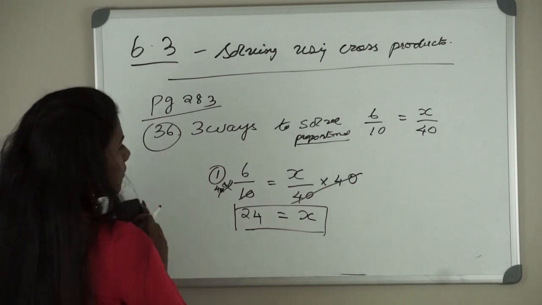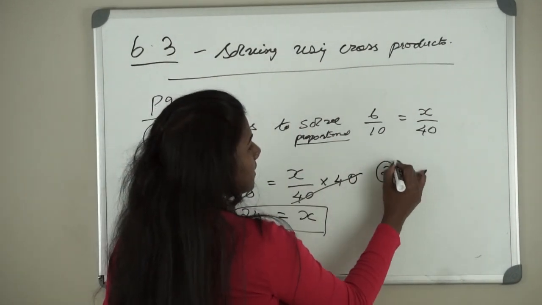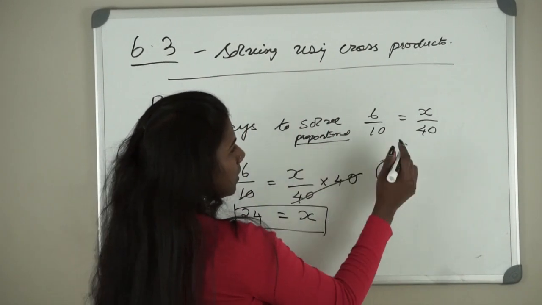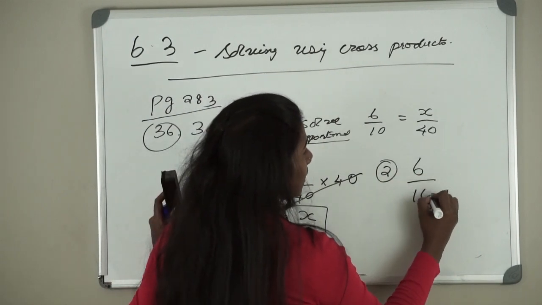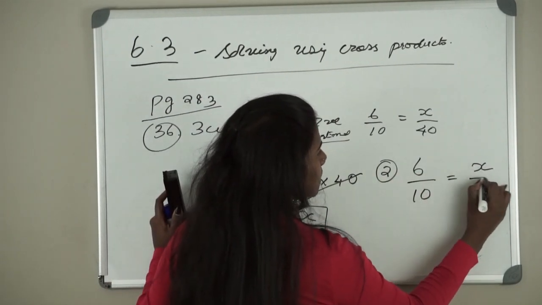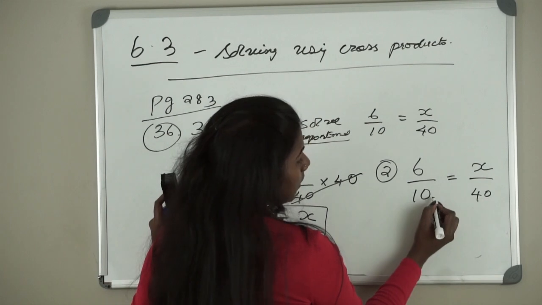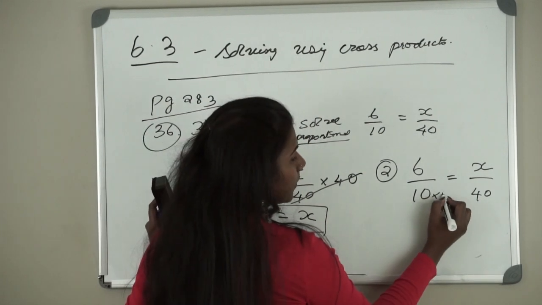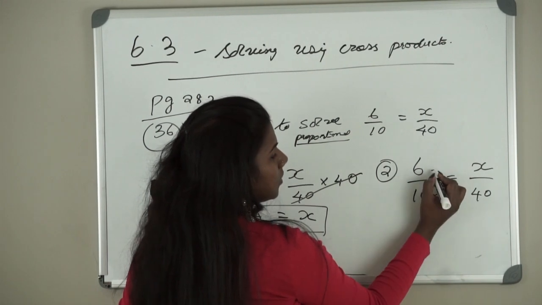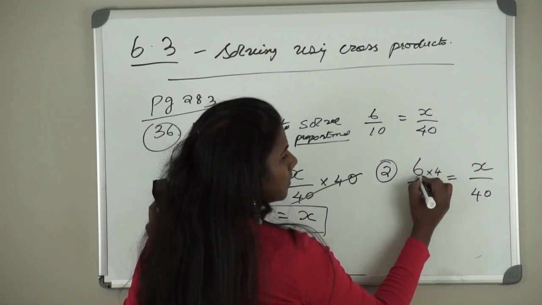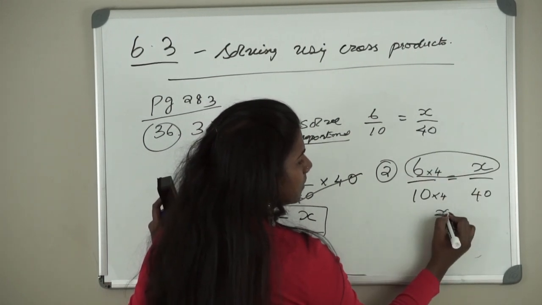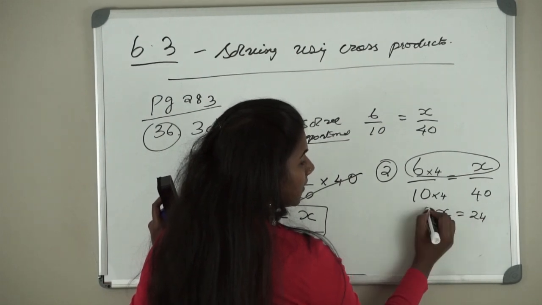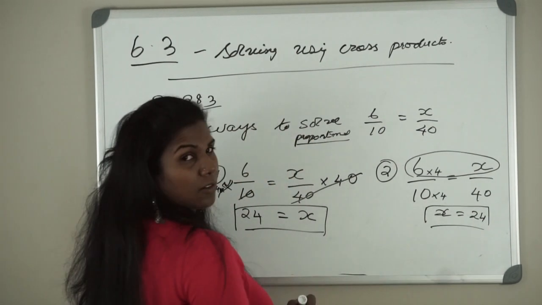What is the second way of solving? Since they've already told us that it is proportional, then you can use the equivalent ratio rules, right? So what can we multiply 10 with to get 40? 4. And we have to do the same on the numerator. So now x is equal to 24. This is the second method.